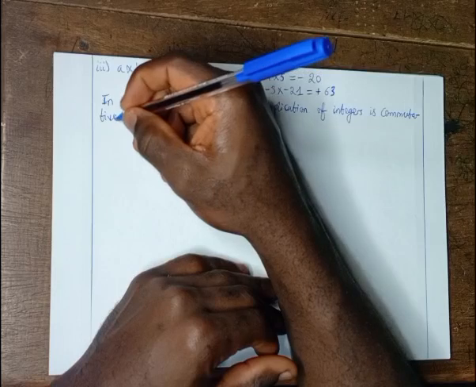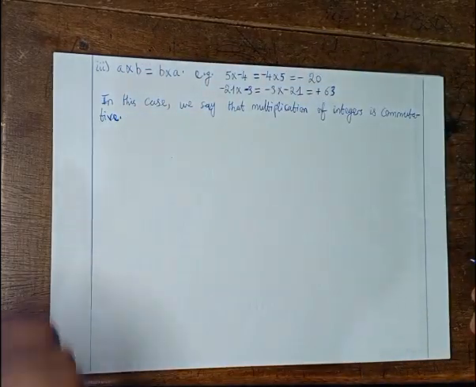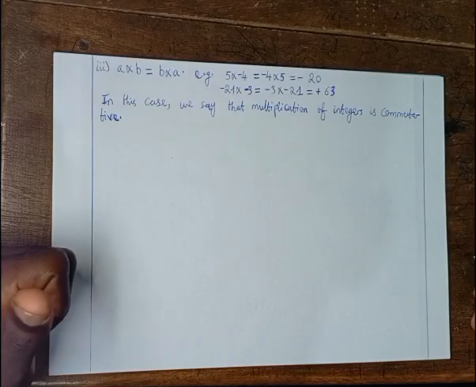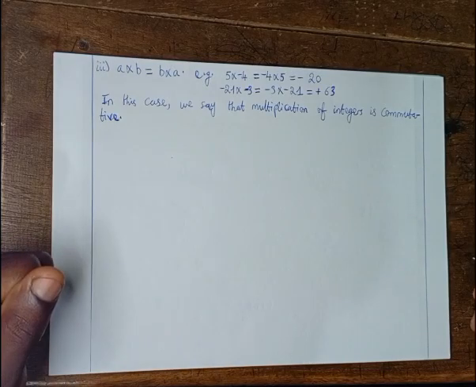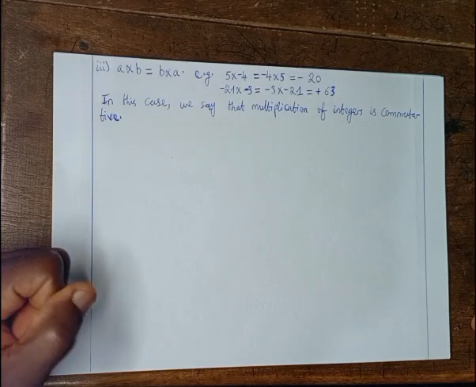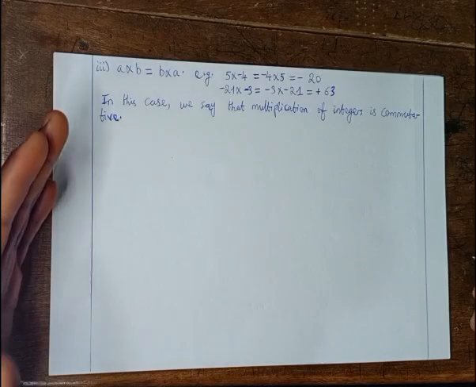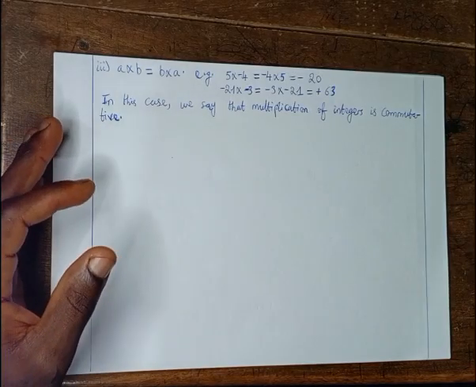So you take note, addition is commutative, multiplication is commutative, subtraction is not commutative. And these properties also hold for the set of natural numbers. In the set of natural numbers, addition is commutative, multiplication is commutative.